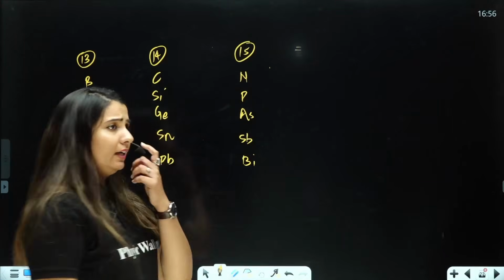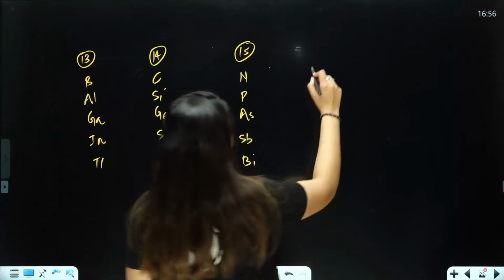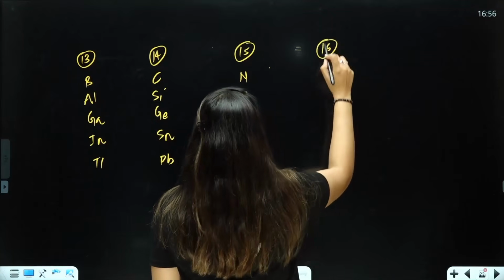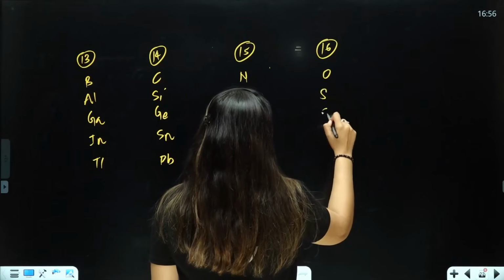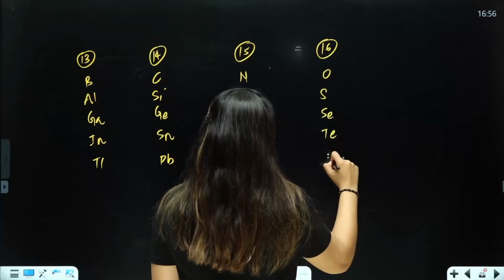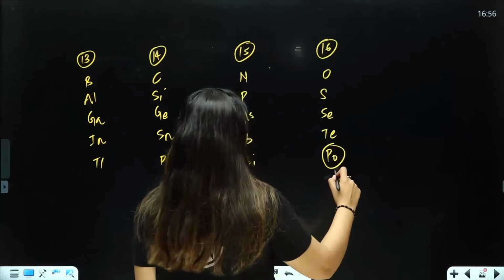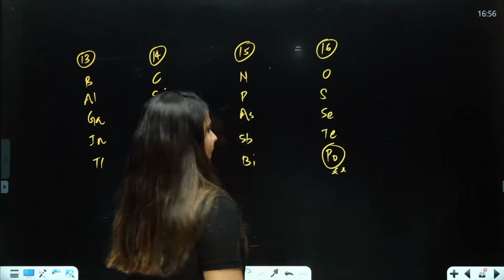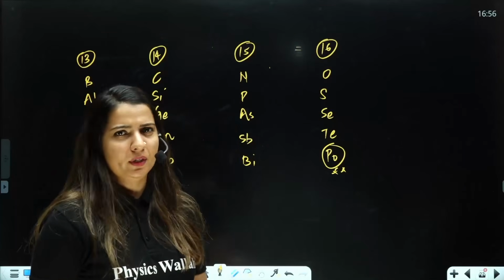Group number 15, it is very important to learn all of these elements. Polonium again is a radioactive element. I am writing a star with the radioactive elements. We don't have to study the properties of these elements.